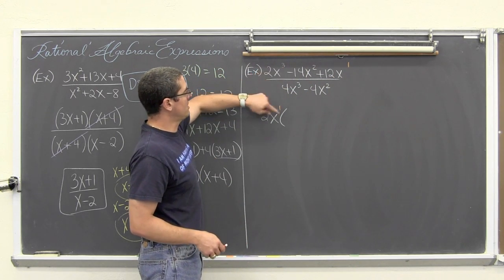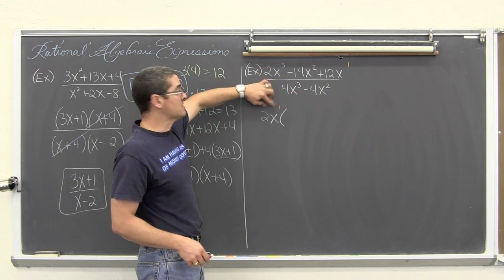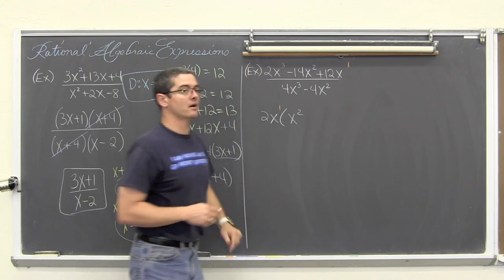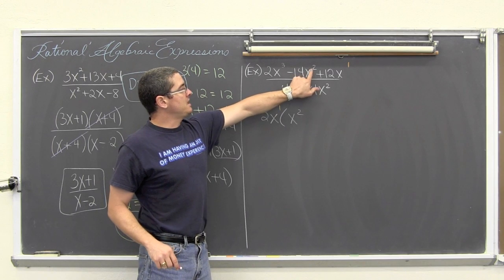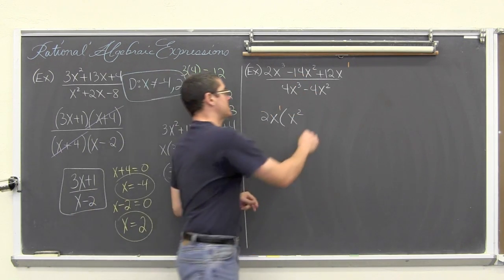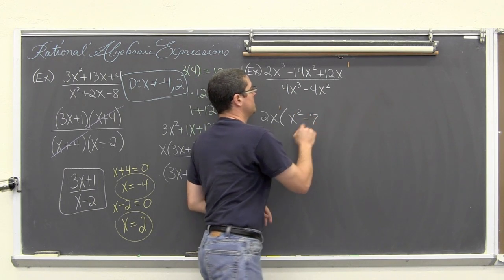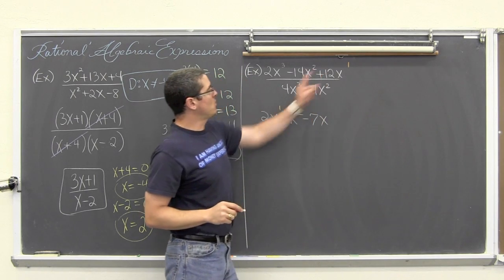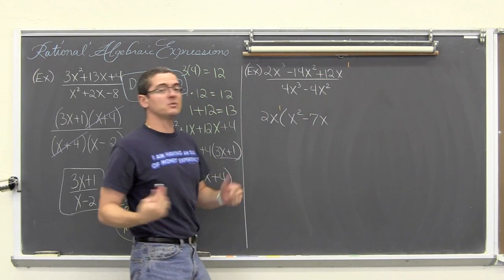So 2x to the third power divided by 2x. 2 divided by 2 is 1. You have 3 x's and you're taking one of them out, so you have x squared. Negative 14x squared divided by 2. Now 14 divided by 2 is 7, negative 14, so negative 7. You have 2 x's, you're taking one of them out. And then 12 divided by 2 is equal to 6.